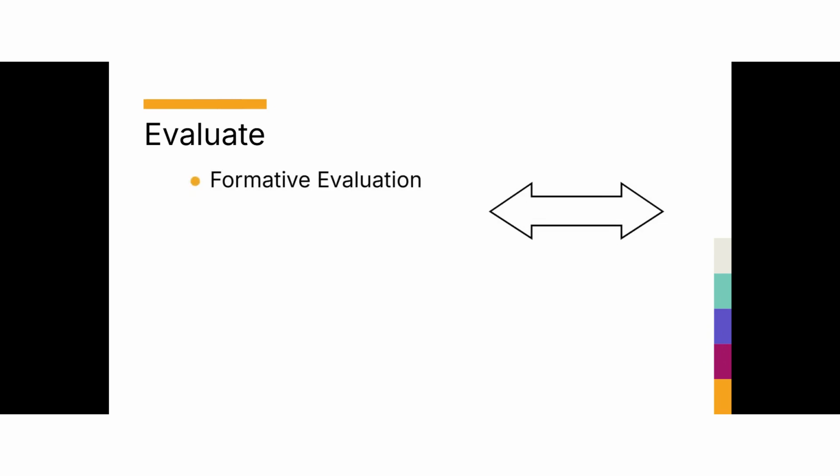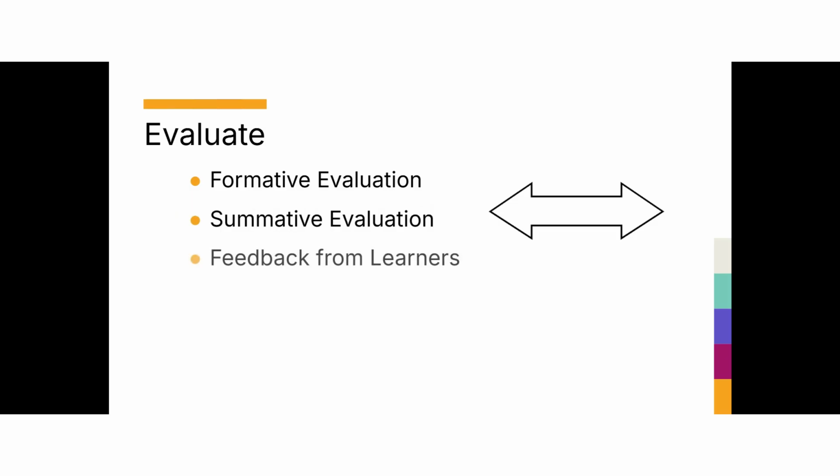The evaluate phase measures how effective the instruction was. Evaluation is an ongoing process that occurs both during and after implementation. Formative evaluation helps improve instruction while it's being developed, while summative evaluation measures whether learning objectives were achieved. Feedback from learners is also commonly used to revise and improve future instruction.